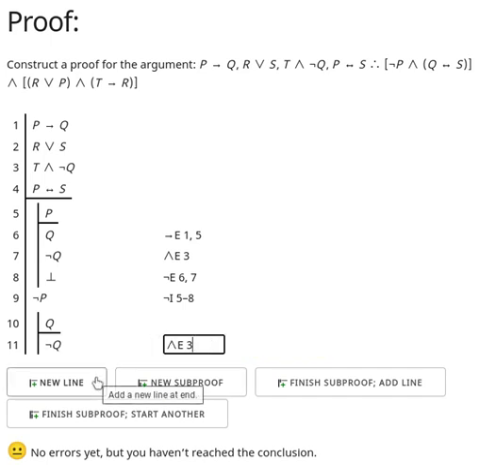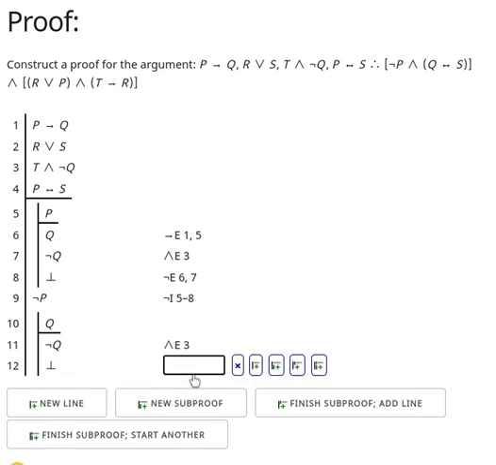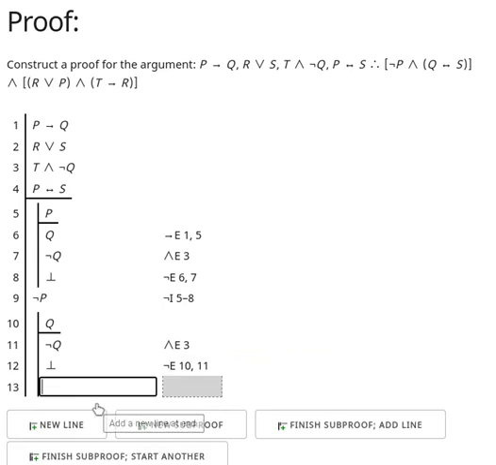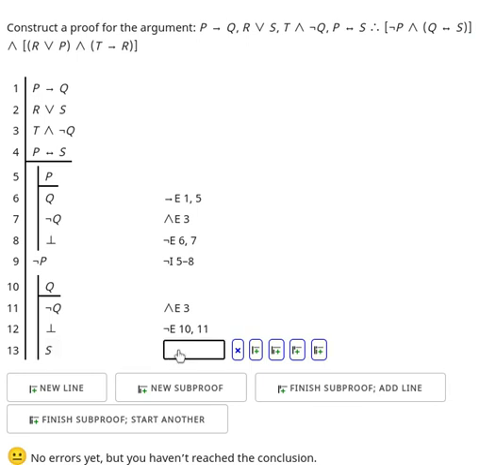Once we have not Q, we have a contradiction. That's going to be negation elimination on lines 10 and 11. And from a contradiction we can derive anything, and the goal that we said we wanted to get was S. So let's take S, and that's going to be through the X rule on line 12.